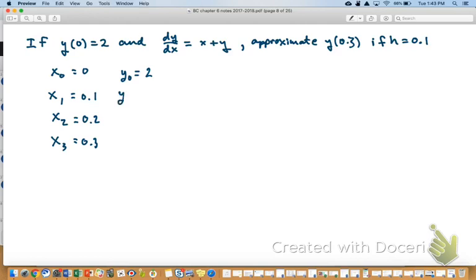And this is where we start to develop our y's. So y1 would be 2 plus the slope, which is based on the differential equation and the previous point. The differential equation is x coordinate plus y coordinate, so this would be 2 plus 0, right? So my slope based on that previous point would be 2 times the step size of 0.1. Are you guys getting 2.2? 2.2, okay.